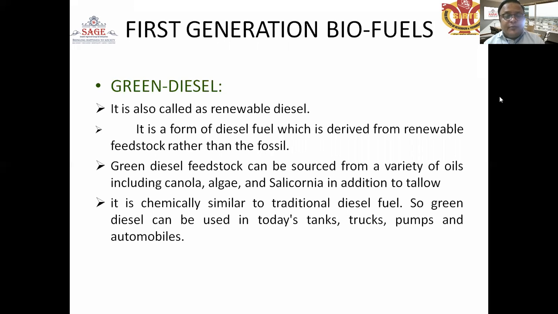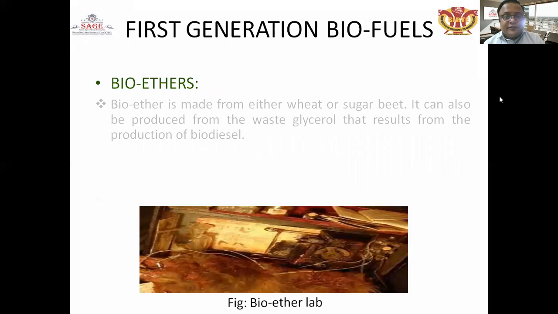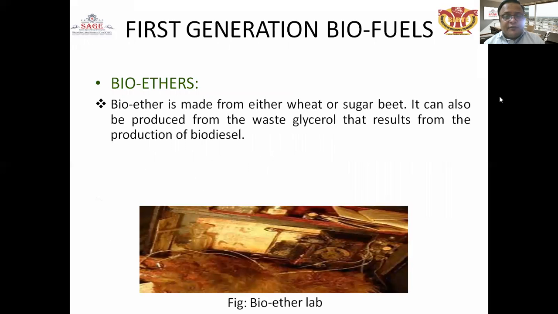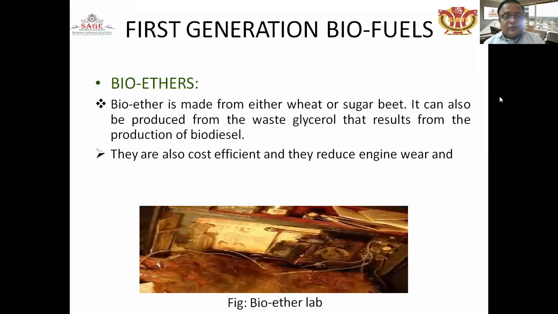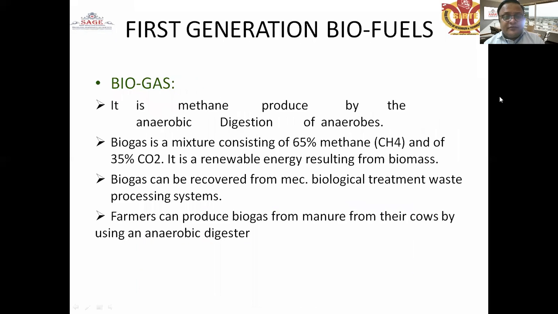So green diesel can be used in tanks, trucks, pumps, and automobiles. Bioethers are made from wheat or sugar beet. They can also be produced from the waste glycerol that results from the production of biodiesel. They are cost efficient and reduce engine wear and toxic exhaust emissions. Their energy density is about half that of standard diesel.